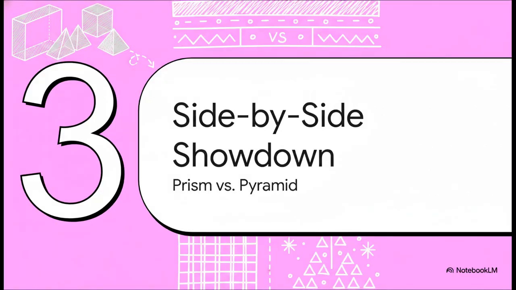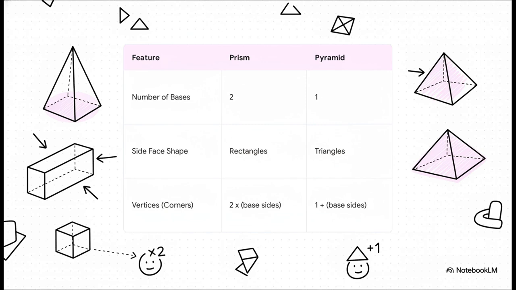All right, now that we've properly met both of our contenders, it's time for the main event. Let's put them side by side and really nail down the differences. This table really makes it crystal clear, doesn't it? Let's go through it. Number of bases, 2 for a prism, 1 for a pyramid. Done. Shape of the side faces, rectangles for a prism, triangles for a pyramid. Easy. And even the corners, or vertices, follow a different math. For a prism with a square base, you have 4 corners on the bottom and 4 on the top for 8 total. But for a square-based pyramid, you have the 4 corners on the base, plus that one special corner at the top, the apex, for a total of 5.